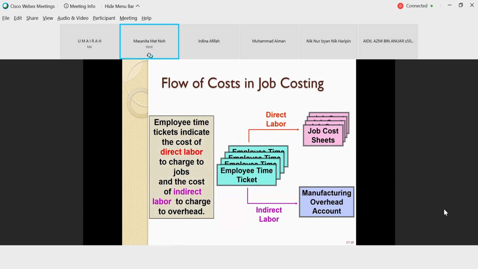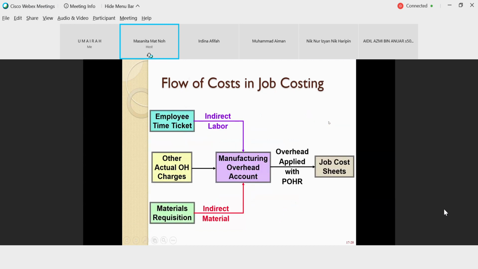So nanti, okay, sama juga dengan direct labor pun macam gitu. Daripada employee time ticket tu, yang mana yang indirect you akan masukkan di dalam overhead account. Kalau yang direct tu dia akan nanti masuk dalam cost sheet. Okay.